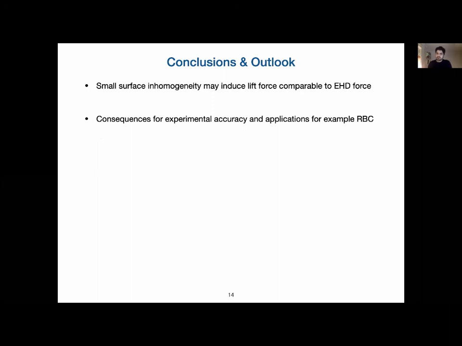This has consequences, for example, for experimental accuracy, where obviously there are defects in fabricating surfaces as well as in measuring, and also for applications, for example, red blood cells, which could definitely have lift forces induced by surface inhomogeneities. Clearly, biological interfaces in particular are highly inhomogeneous.